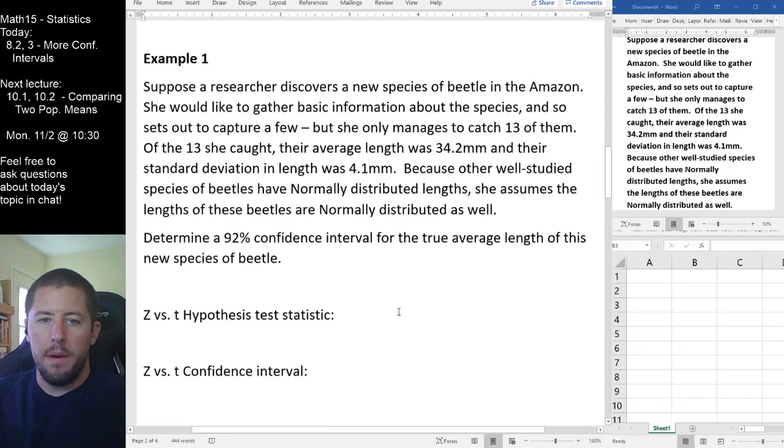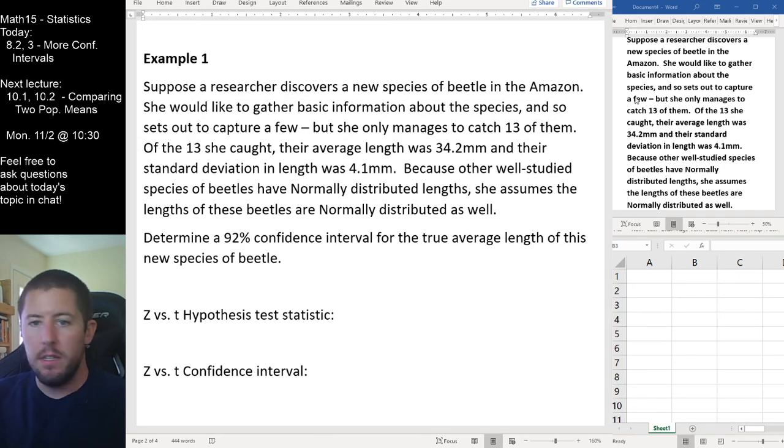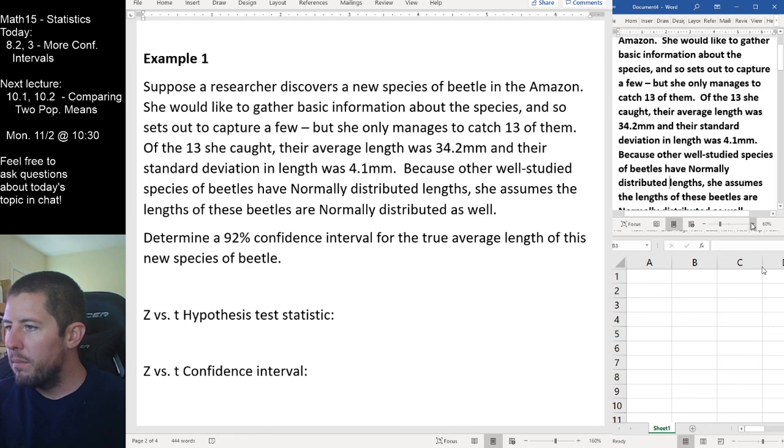So example one. Let's talk through our example here first. And by the way, you can see it in this upper right hand corner here, if that's visible to you there. Can I zoom in on this more?